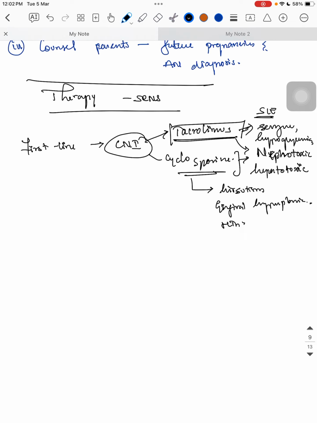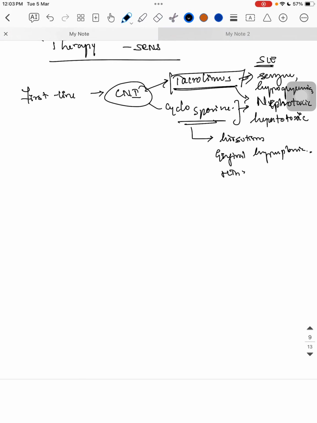But initial treatment is with both only. Among these, mostly tacrolimus can be used. Next, we suggest continuing therapy with calcineurin inhibitors for at least 24 months if a partial or a complete remission is achieved. So I'll tell the flow chart for how you're going to start the treatment.